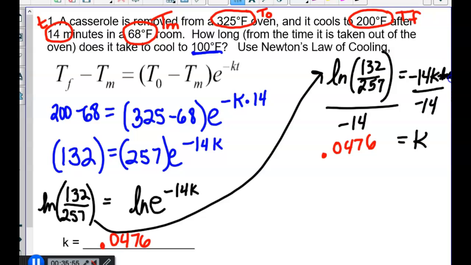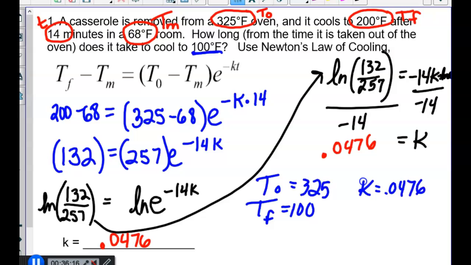Now, we have to repeat this whole crazy process, remember? Putting in that we want our new final temperature to cool to 100. So our new final is 100. Our original is still 325. K is now 0.0476. The temperature of the room is still 68. But what are we looking for this time? Time. This time we're looking for time.